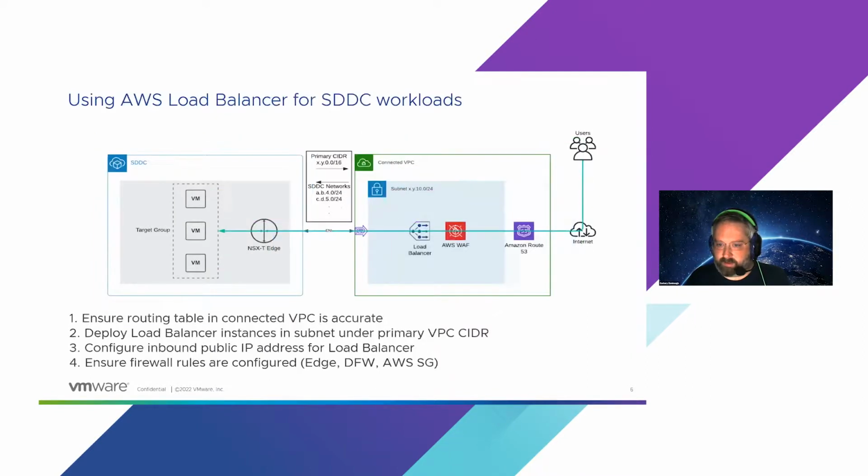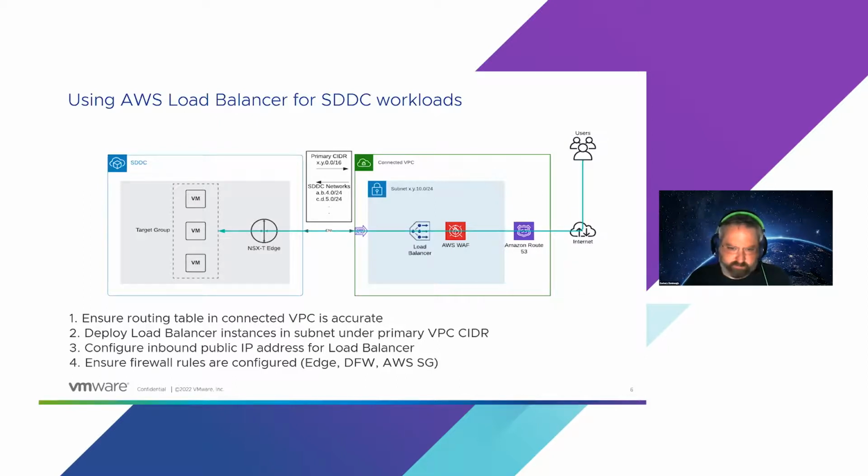All right, next up. So using an AWS load balancer. This is an interesting scenario. You can configure a load balancer in the connected VPC, and it's very similar to configuring an EC2 instance as far as what you need to do with networking. So as I mentioned before, make sure your route table is correct, make sure your CIDR and everything is set up correctly, and your firewall rules, because the load balancer will have an IP, and it effectively works the same way as accessing the EC2 instance.